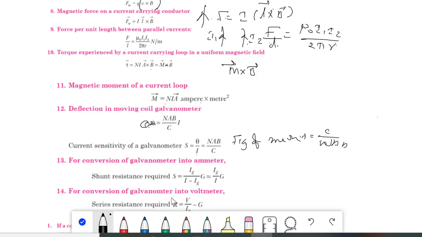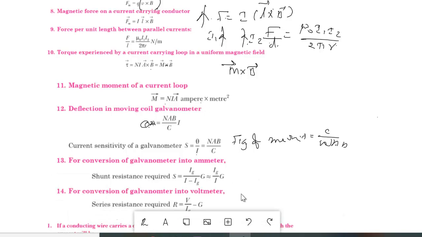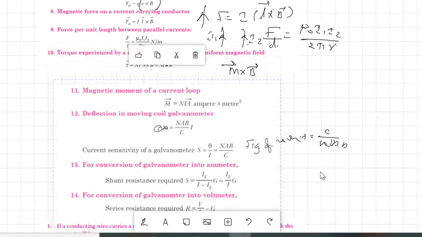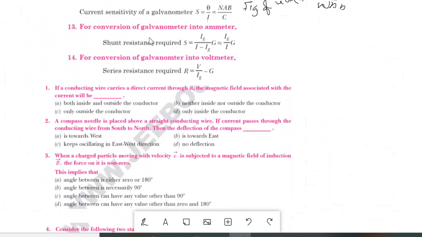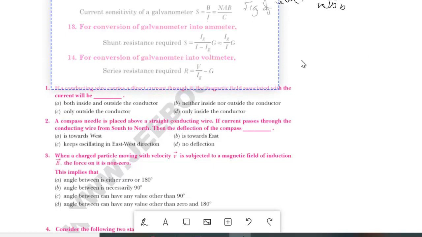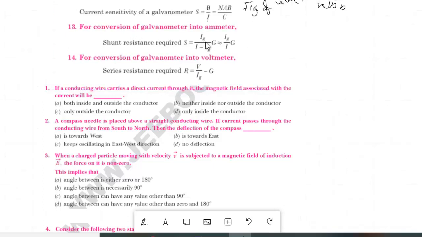Next is the conversion of a galvanometer to an ammeter. What should we do for converting a galvanometer to an ammeter? We need to connect a shunt resistance in parallel with the circuit, a very small resistance in parallel to the circuit. That resistance is called the shunt resistance. Shunt resistance S equals Ig divided by I minus Ig, into G.